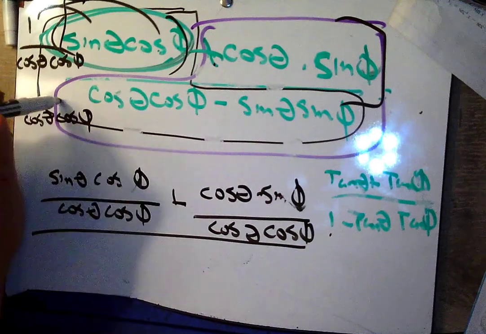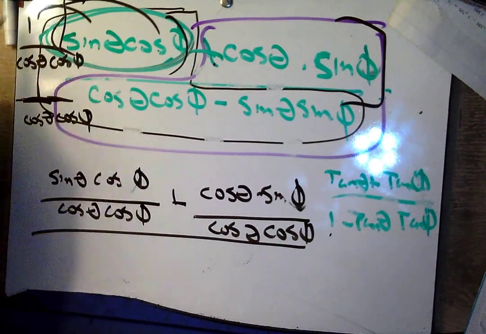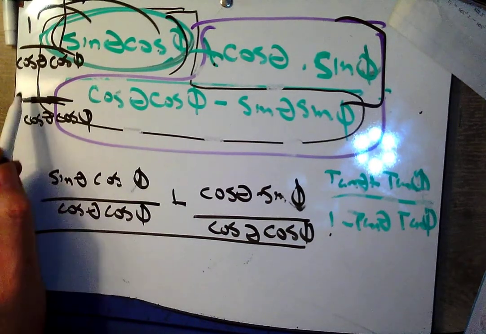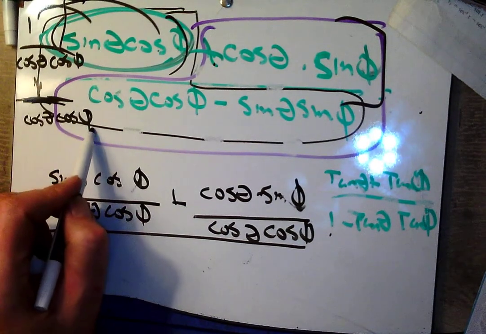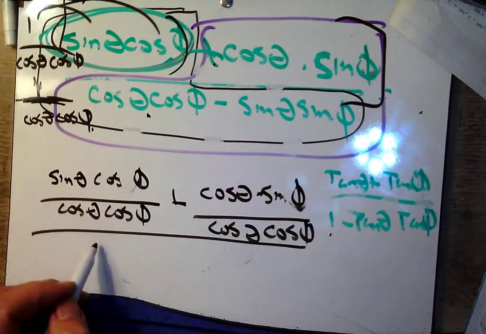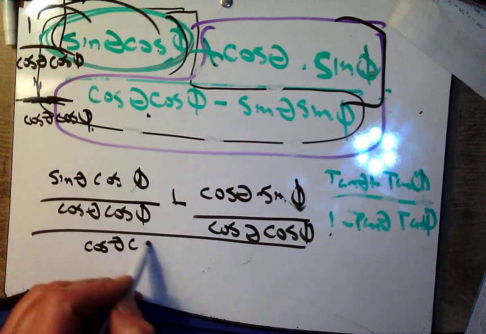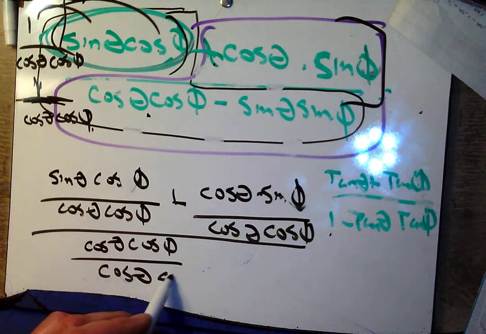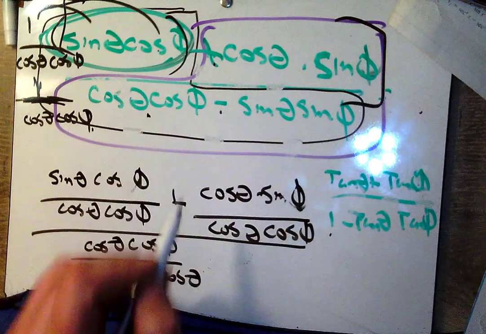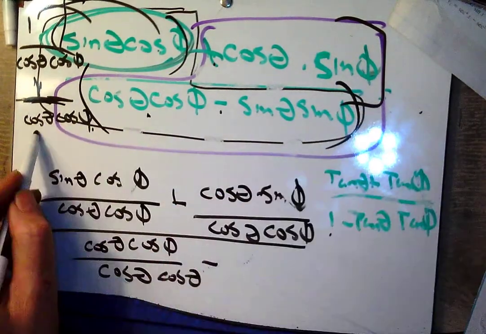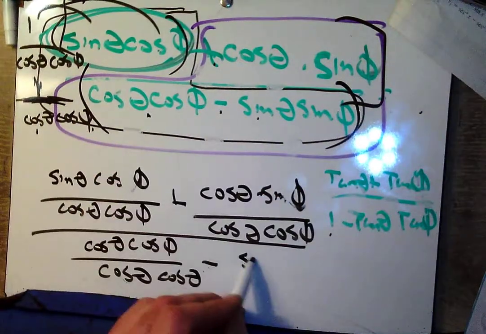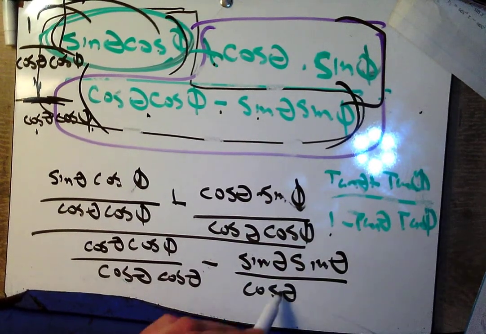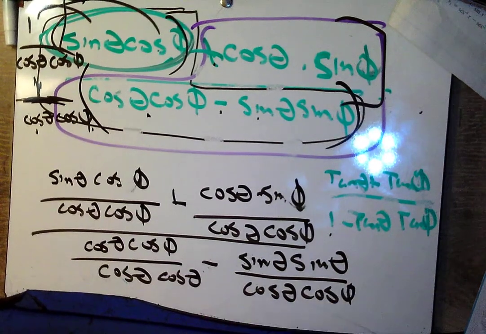Right? I have to multiply by some strange form of 1, something over itself. So when I multiply 1 over cosine theta cosine phi times this, I'm going to have cosine theta cosine phi over cosine theta cosine phi minus, because I'm distributing, right, this all the way over here as well, sine theta sine phi over cosine theta cosine phi.